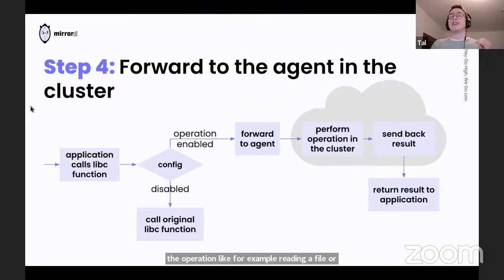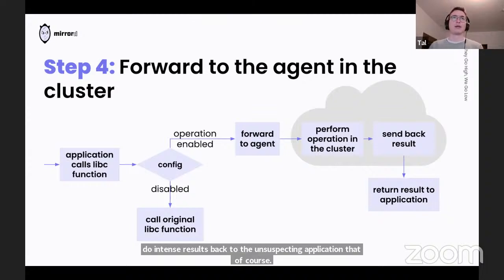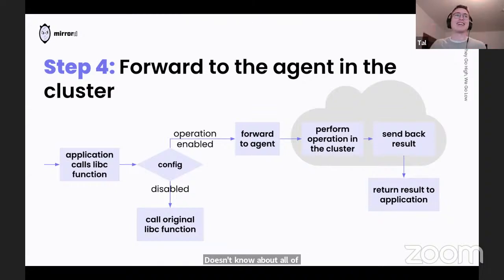The agent then sends the results back to MirrorD, which returns the result back to the unsuspecting application that, of course, doesn't know about all of this and basically thinks, to the extent the user's application can think, that it runs in the cloud. So, for example, for reading bytes from a file, the application makes a call to Libc to read from a file. Mirror then hijacks that call, sends it to the agent. The agent reads from that file in the cloud, sends the read bytes back to Mirror, which writes them to the application's buffer. For the application, it's like the file just exists on its file system, as if it is running in the cloud.